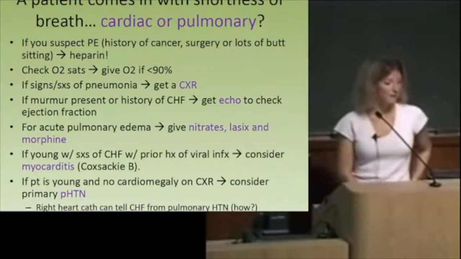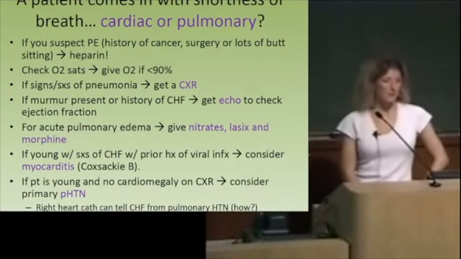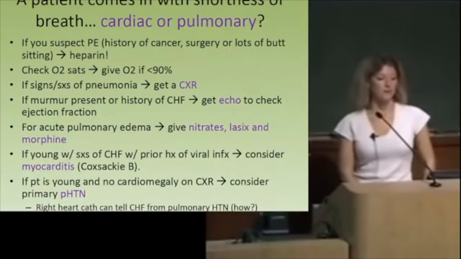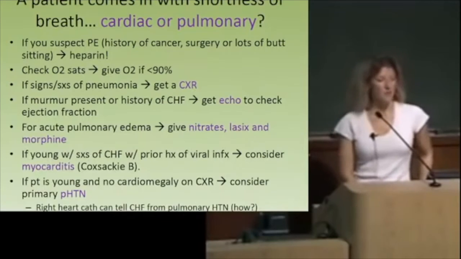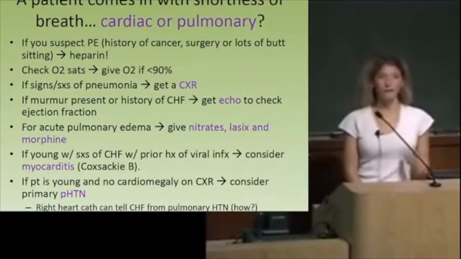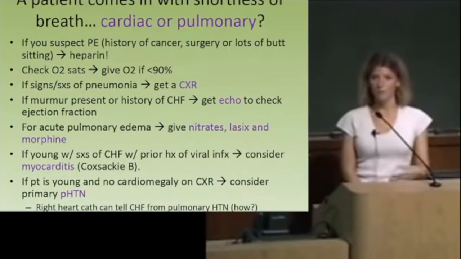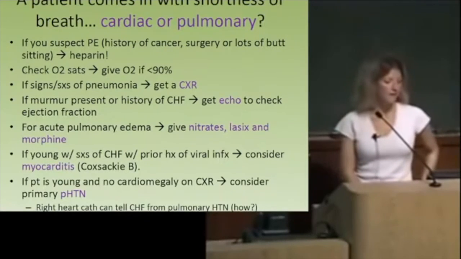And for acute pulmonary edema, I got this question a lot in the Q banks. The trifecta of medications are nitrates, Lasix, and morphine. Any patient who kind of looks like they have CHF, but they're young, not our old person who we expect to have it, think about myocarditis.